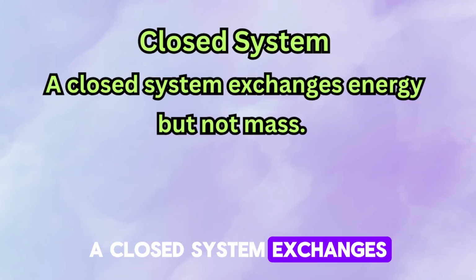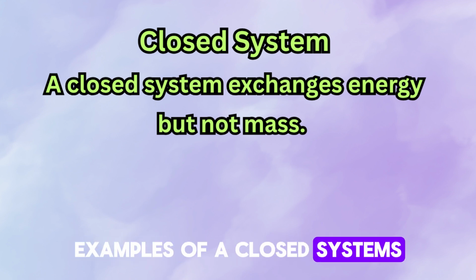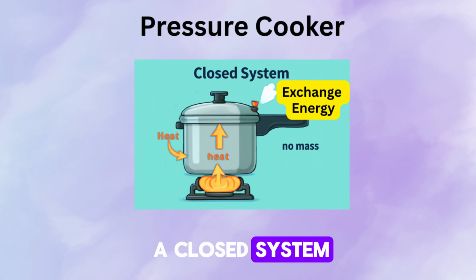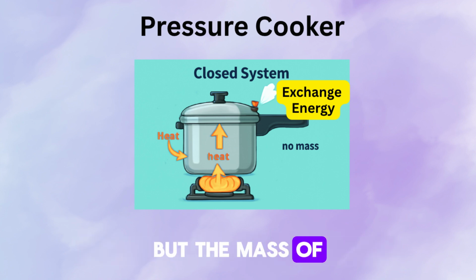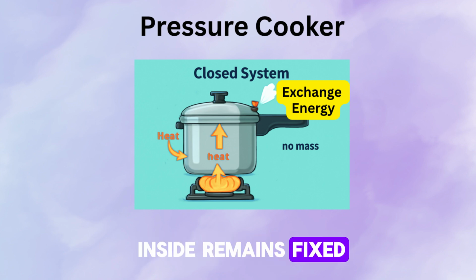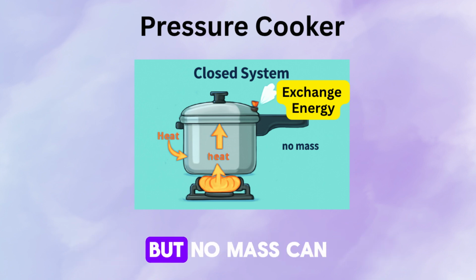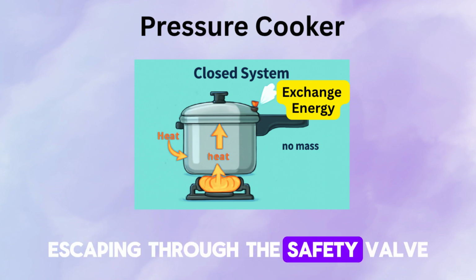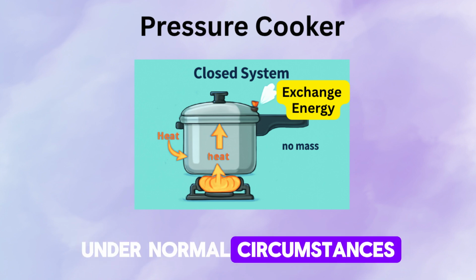A closed system exchanges energy but not mass. Examples of closed systems: 1. Pressure cooker. A pressure cooker is a closed system because it can exchange heat, energy, with its surroundings, but the mass of the food and water inside remains fixed. Heat can flow into the cooker, making the food cook faster, but no mass can escape, apart from a little steam escaping through the safety valve, which is designed to maintain the closed boundary under normal circumstances.